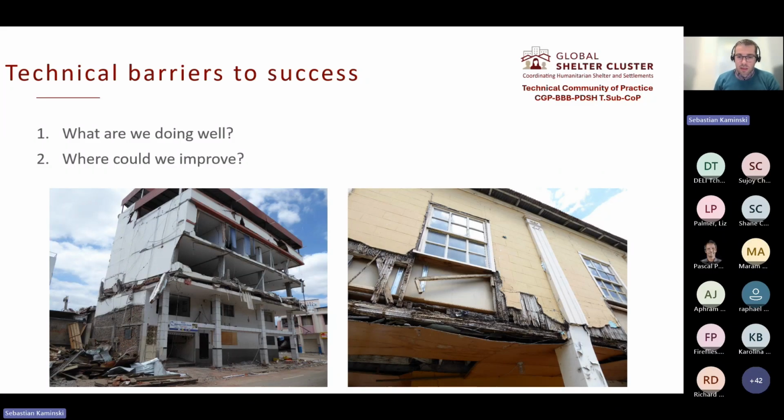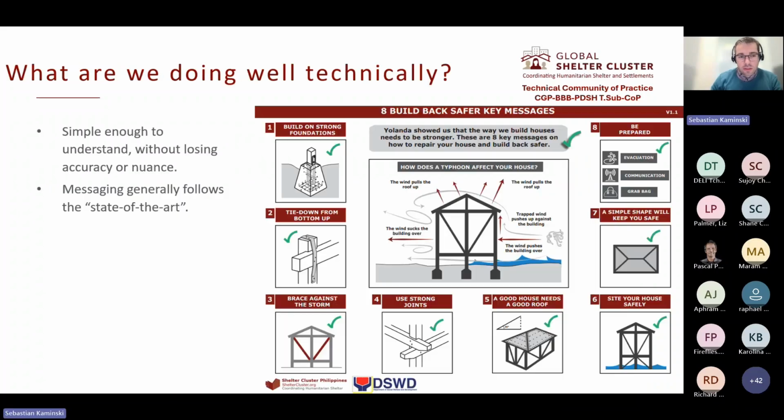Although I'll be focusing on that, I just want to emphasize that I think we are doing a lot well technically. So the technical areas that I'm suggesting we need to improve upon, I don't want that to detract from the very good work that we are doing in parallel that we need to keep doing. So firstly, what are we doing well technically? From my perspective, the Build Back Safer key messages are very good. They're very simple to understand without losing very much accuracy or nuance. So from a technical point of view, they're generally pretty correct.